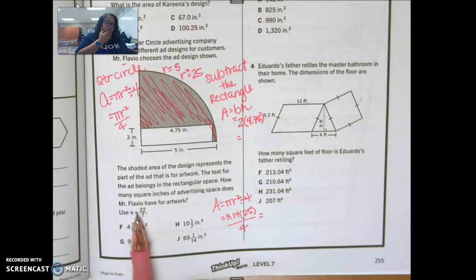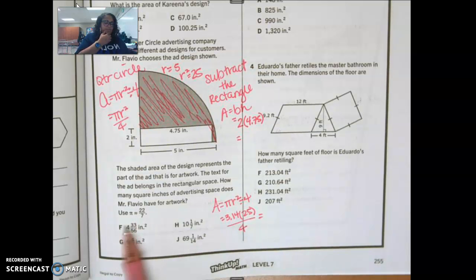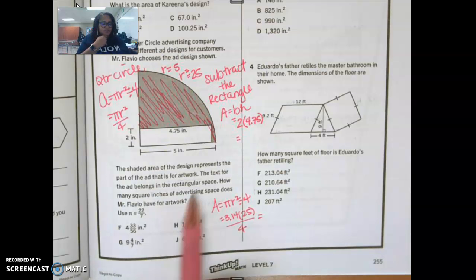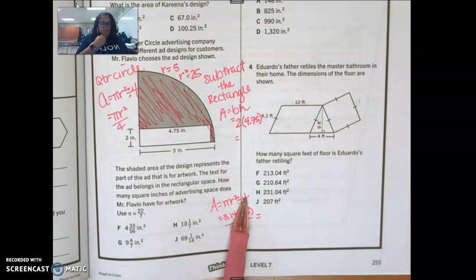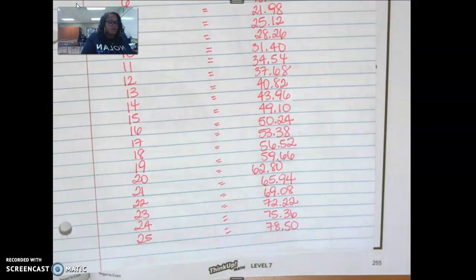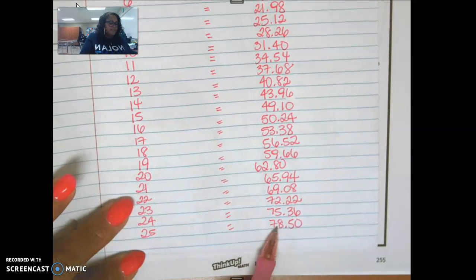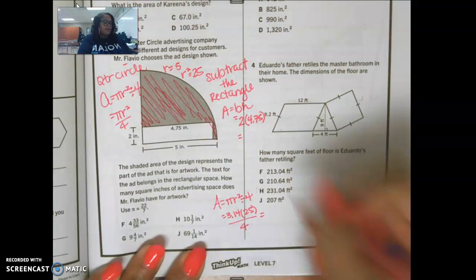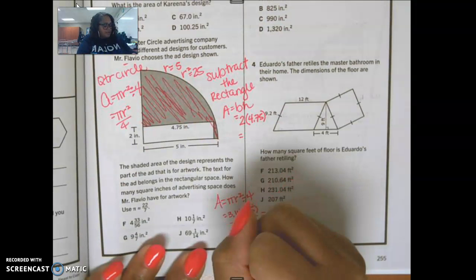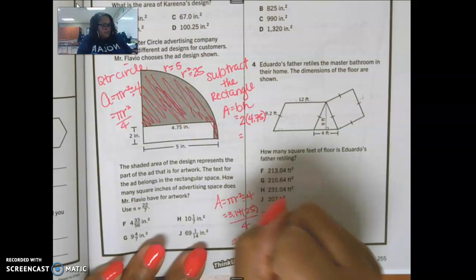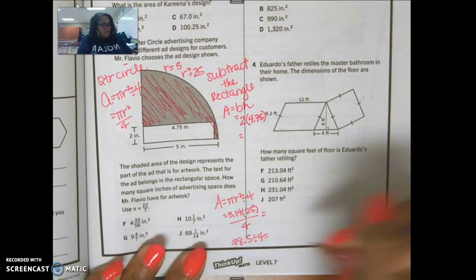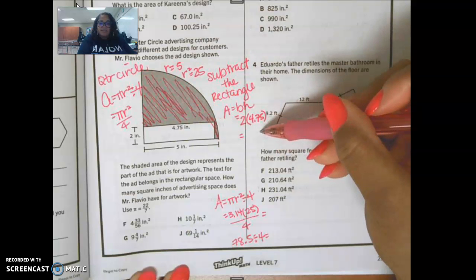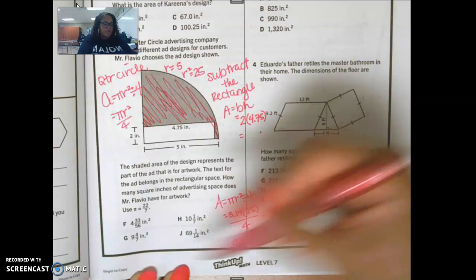I know it says use 22/7 here, but these answers are pretty distinct, to the point where you could tell what your answer is once you subtract this from this, or this from this. So I'm going to use my multiples of pi, which is 25 times 3.14, or 78.50. And then I'm going to divide that by 4. 78.5 divided by 4 equals the area of my quarter circle. Then I'm going to subtract this to get one of these 4 areas.